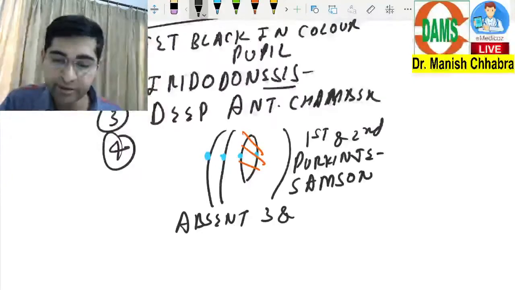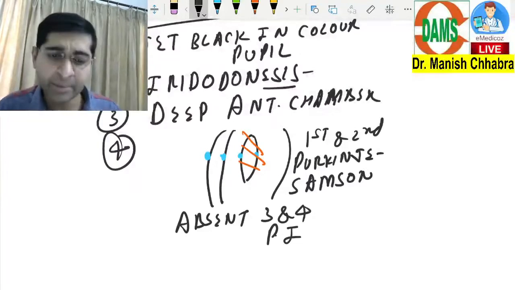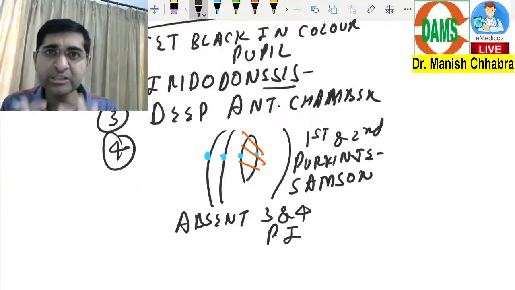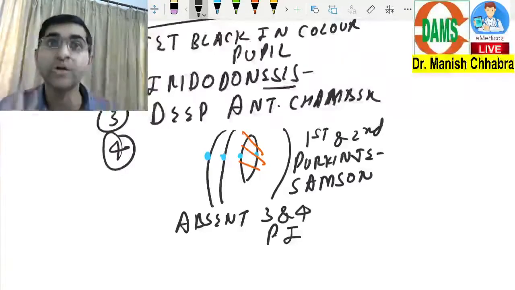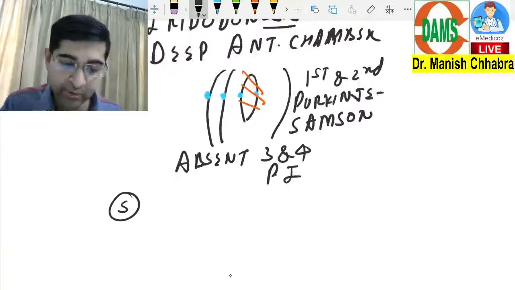Absent third and fourth Purkinje image. Am I understandable? So these are a few things that you should be knowing about aphakia. You can easily get a note on aphakia, right? Okay. So this is one thing.